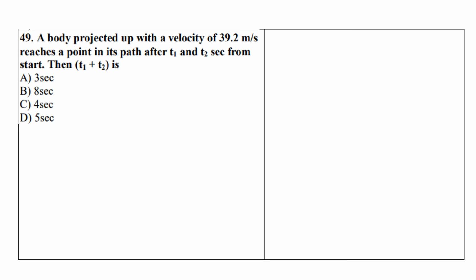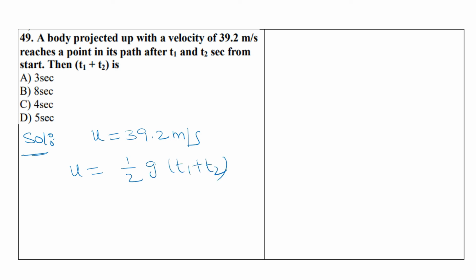In this question, a body projected up with a velocity of 39.2 meters per second reaches a point in its path after t1 and t2 seconds from start. Then t1 plus t2 is. Now let us go to the solution. Given u is equal to velocity of projection is equal to, they given as 39.2 meters per second. So u is equal to half g of t1 plus t2. Here we have to find out the value of t1 plus t2. Now substituting values, 39.2 is equal to half g, nothing but 9.8, into t1 plus t2.